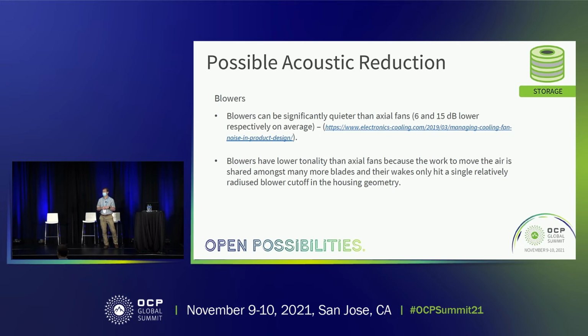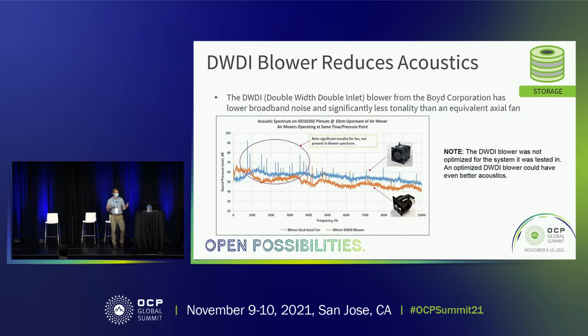They have a lot more blades that are doing work on that air. So instead of just having 3 or 4 or 5 axial fan blades, you can have a bunch of those forward swept or backward swept blades in an impeller that's doing that work on the air. The other part is that the wakes from these blowers hit a single relatively radius blower cutoff versus an axial fan, which is just right there next to whatever static components that are there. So we worked with Boyd. They had a double width, double inlet blower, a DWDI blower. It's essentially 2 blowers on the same shaft. You have 2 inlets, and then you have the 1 exit.